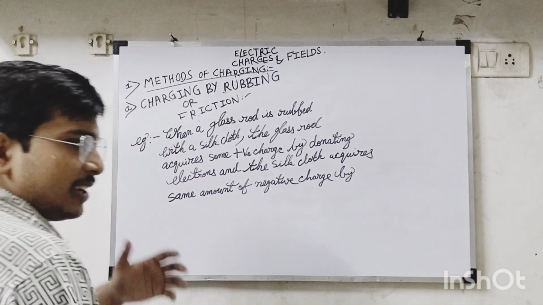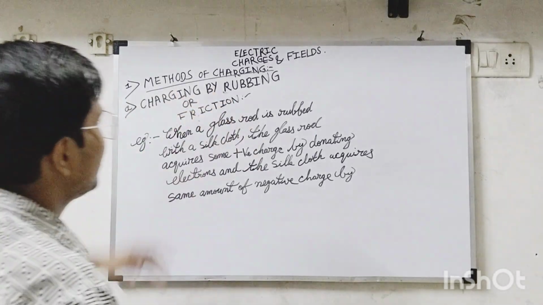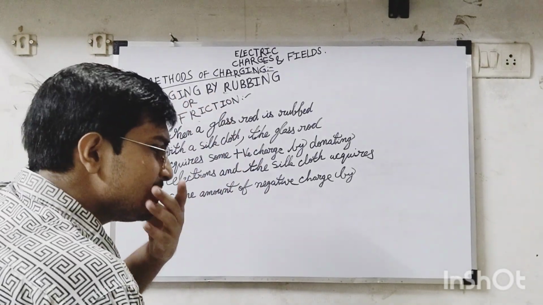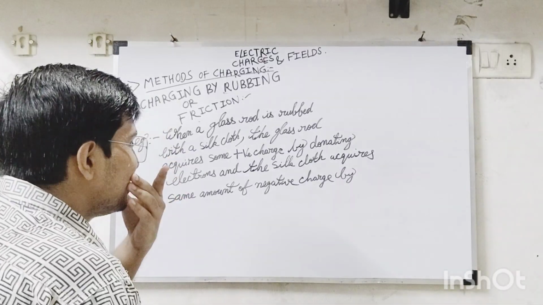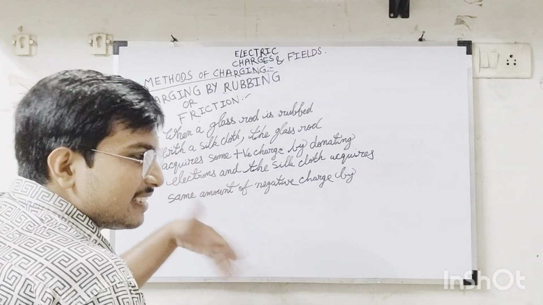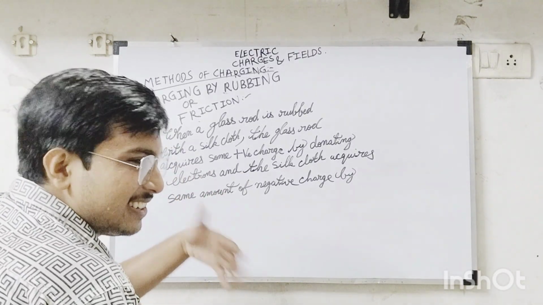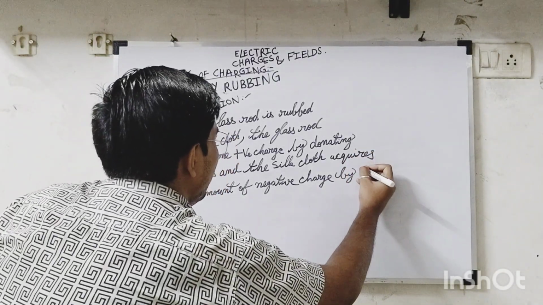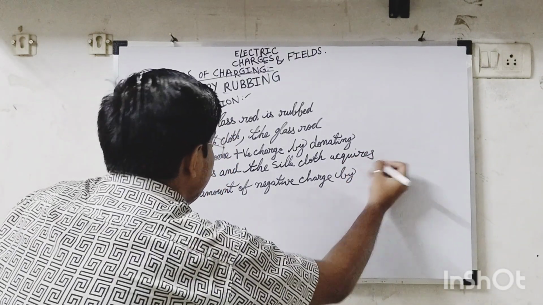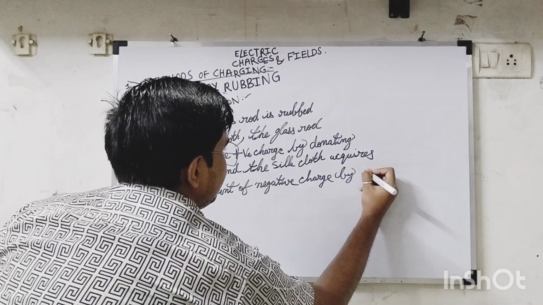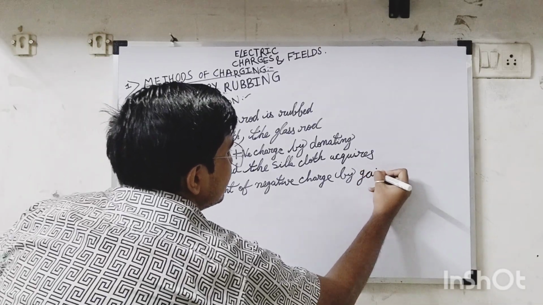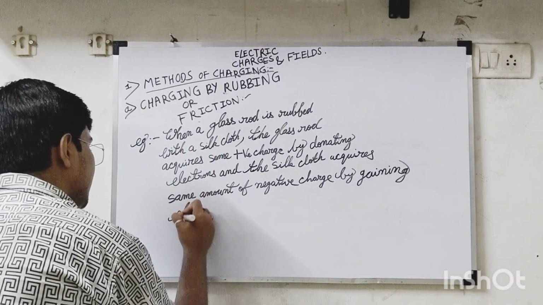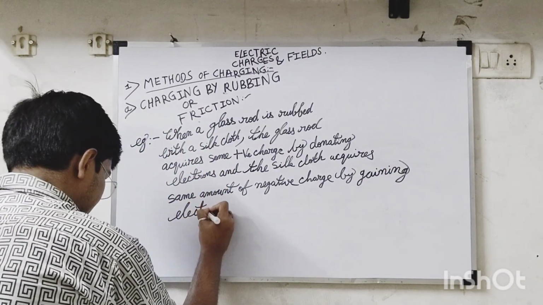Okay, this is a great example of charging by rubbing or friction. We have studied this in previous classes as well, but this example is a continuous thing. It is coming every time. Why? Gaining electrons. Very good.